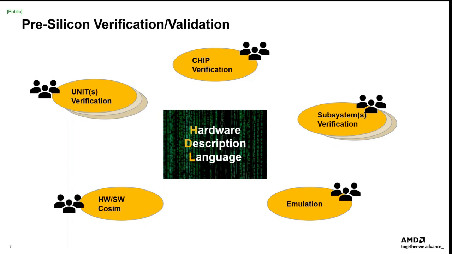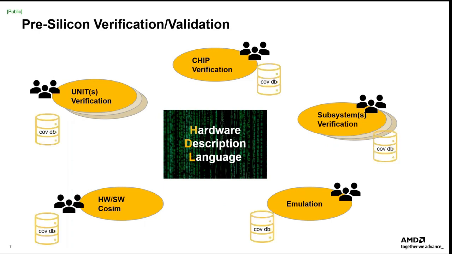Now, each of those teams or groups perform their own coverage analysis, and obviously they come with different coverage databases. So how can we improve this process of coverage analysis for each of the groups? And also, how can we improve the coverage closure for a project? That's one of the most important processes for all of the projects to finish.